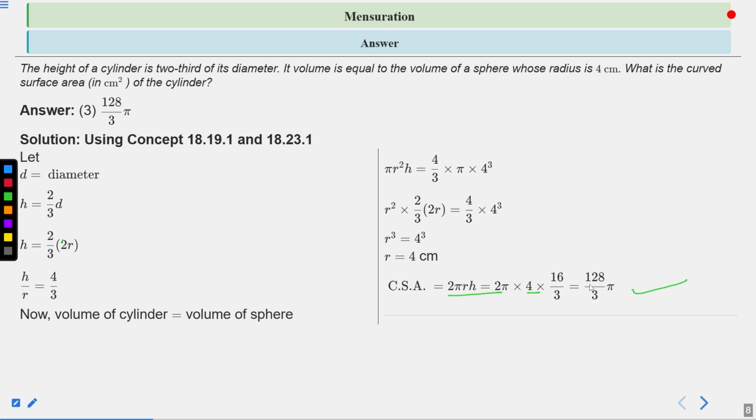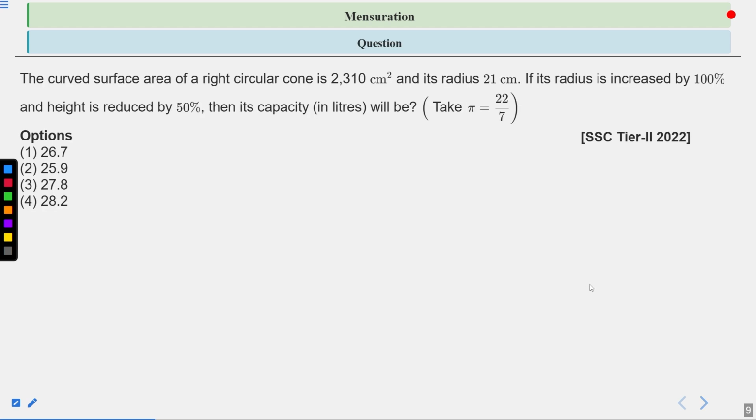Next one. The curved surface area of a right circular cone is 2310 square centimeter and its radius is 21 centimeter. If its radius is increased by 100% and height is reduced by 50%, then its capacity in liter will be? Take pi value as 22/7. This question was asked in the SSC CGL Tier 2 exam in 2022. Now you have four options. First one is 26.7 liter. Second one is 25.9 liter. Third one is 27.8 liter. And fourth one is 28.2 liter.